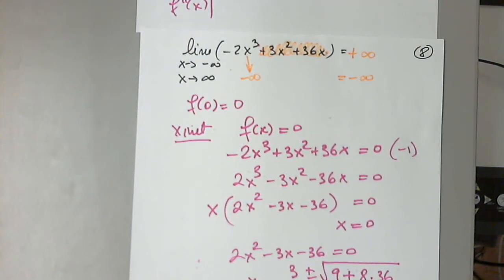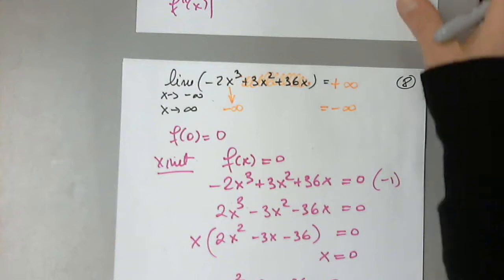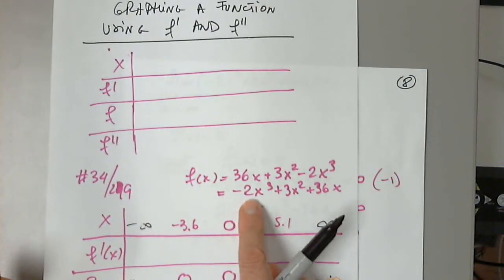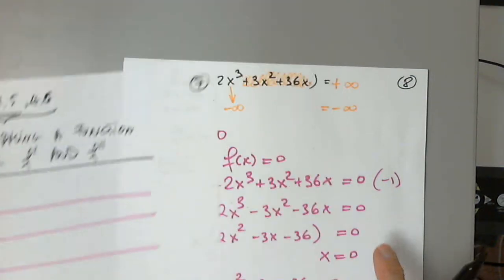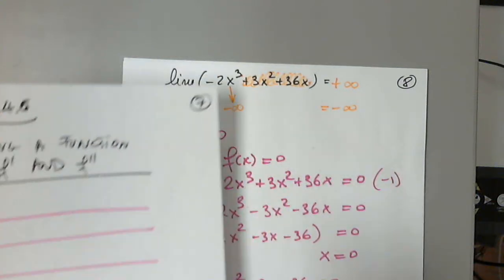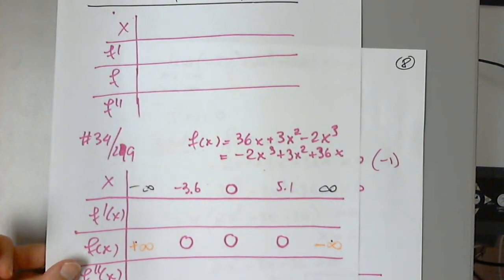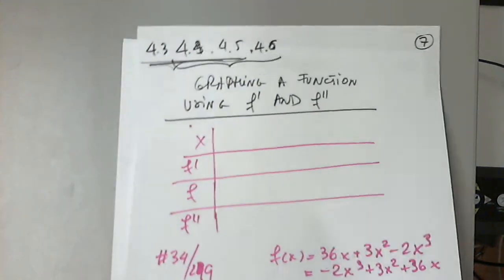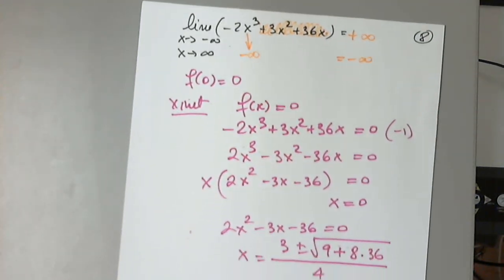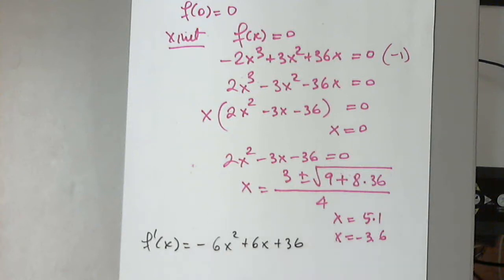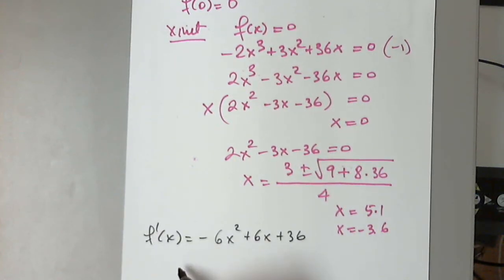Not a big deal, right, in this case. Careful, we need to differentiate this. Not the one under the equation or anything like that. We go back to the original function: negative 6x squared plus 6x plus 36. Do you agree with the first derivative as being negative 6x squared plus 6x plus 36? Yes? What do we need next?